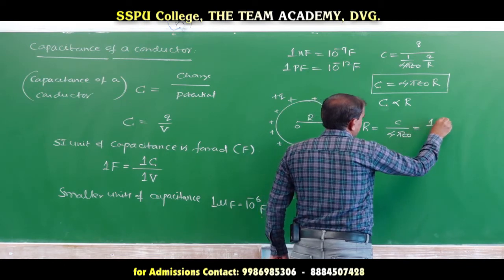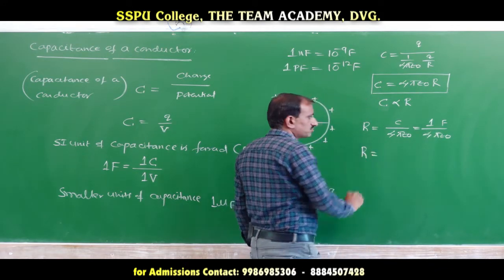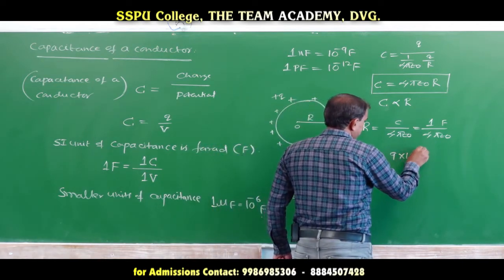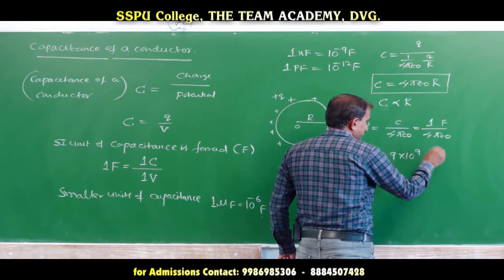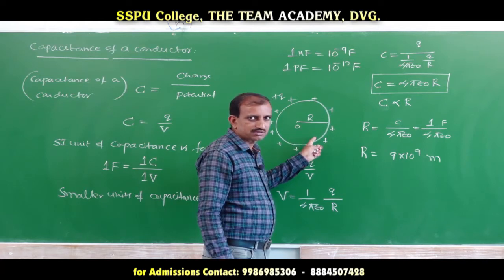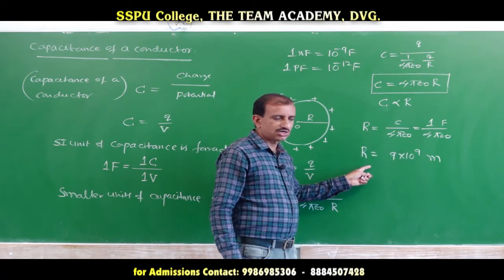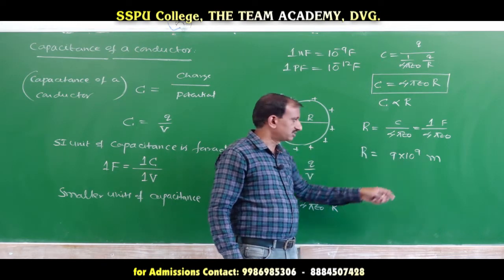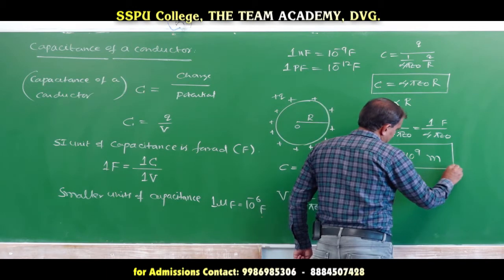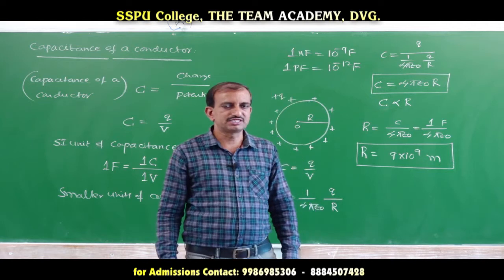When C is equal to 1 farad, R is 1 farad divided by 4 pi epsilon naught. The value of 1 over 4 pi epsilon naught is 9 into 10 power 9, and the radius is expressed in meters. So the radius of the spherical conductor, to have a capacitance equal to 1 farad, is R equal to 9 into 10 power 9 meter. It is a very big radius, so it is highly impossible to construct such a big sphere in practice.